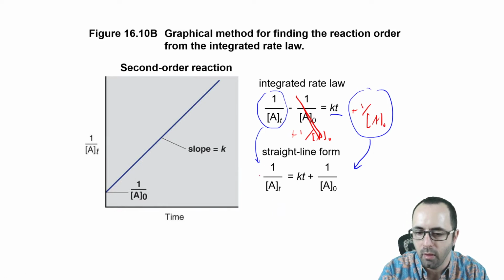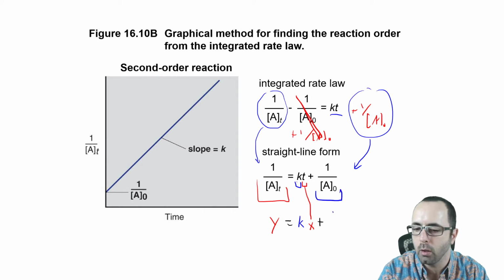So if you plot on the y-axis 1 divided by the concentration, that's the y, and on the x-axis you plot the time t, that's your x, then your slope is going to be k, the rate constant, and your y-intercept will be 1 over the initial concentration. That's b. I should have said m here, whoops. Y equals mx plus b.